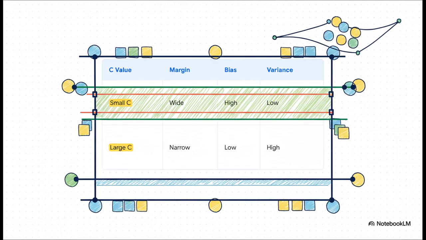It might not be perfect on the training data, that's high bias, but it's more likely to do a good job on new data, that's low variance. So finding that Goldilocks C value is totally key to building a model that actually works.